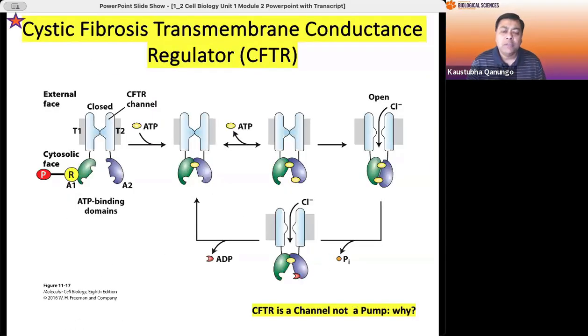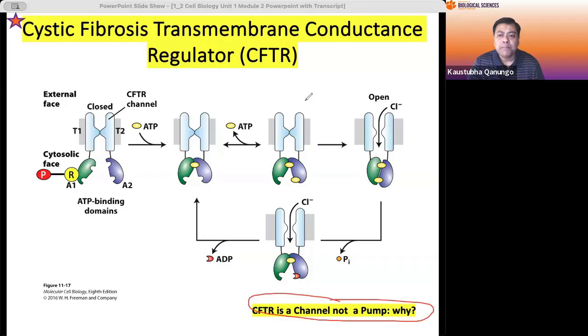But how does this actually work, and what is the relationship with cystic fibrosis? So this is a CFTR ABC pump, but CFTR is a channel, not a pump. This is the most important part, and a lot of people actually get confused about that. Remember that ABC, ATP binding cassette, most of them are energy consuming. This is one of the exceptions, and we'll see that. Let's take a look at how this works.